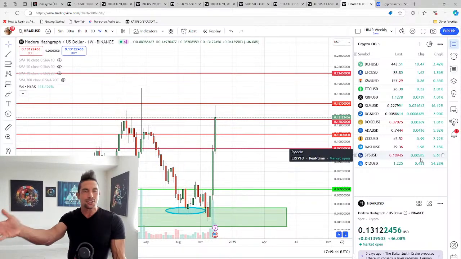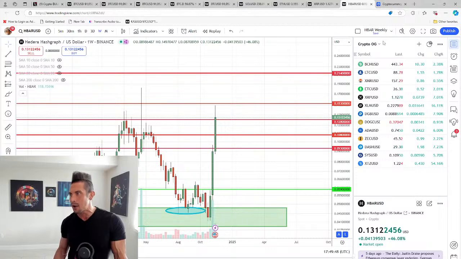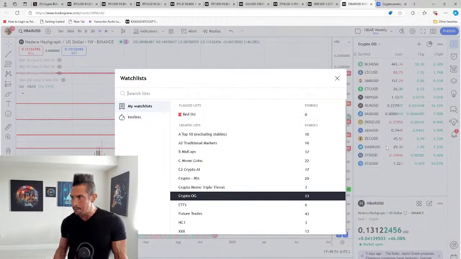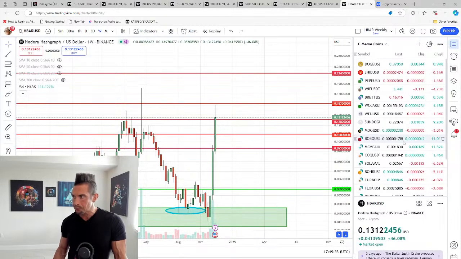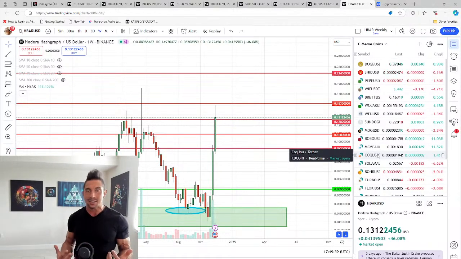What's going on here? It's just a rotation, guys. There are rotations taking place. It's the same thing if I were to pull up meme coins, right? There is a rotation taking place in meme coins. You had a lot of the large ones running, and a lot of that money is going to start to flood into some of the smaller meme coin projects.